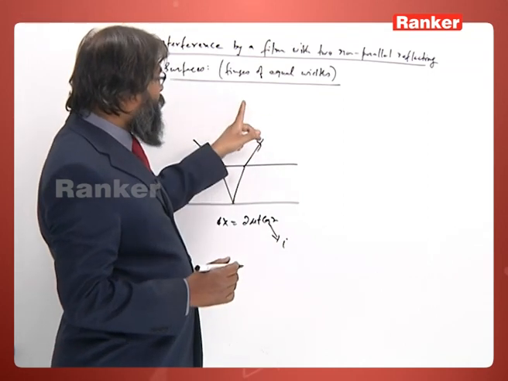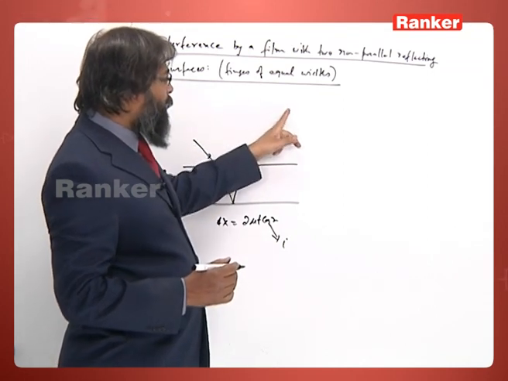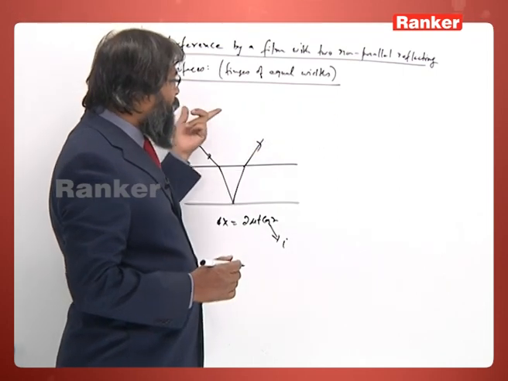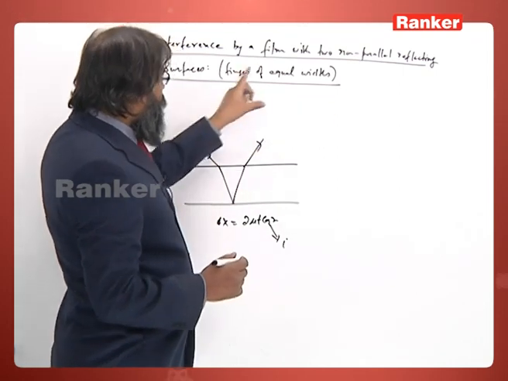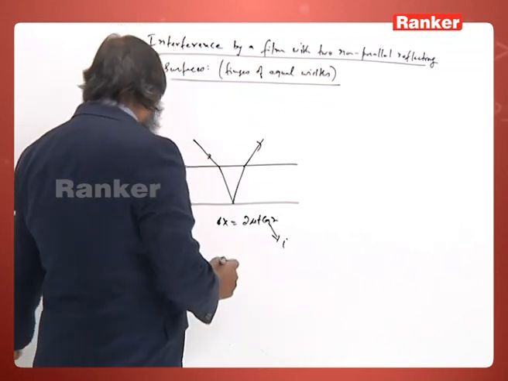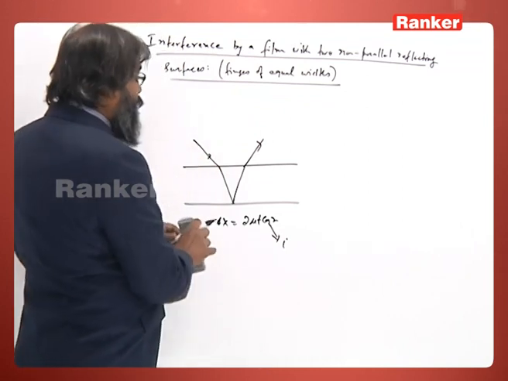That means maxima, another maxima, maxima. So they won't be uniform. But for a non-parallel film, the fringes will be uniform.